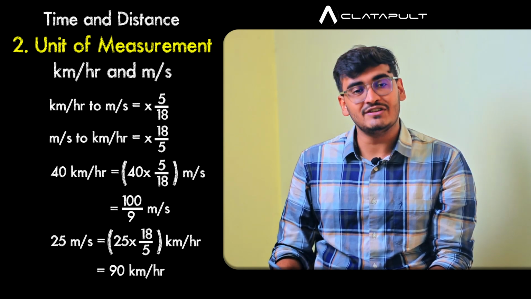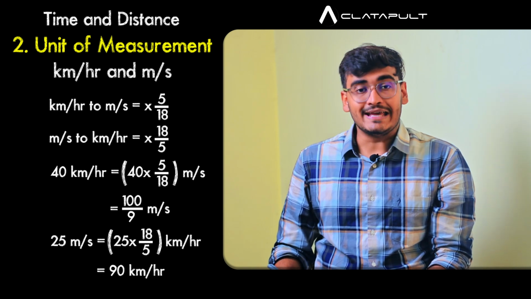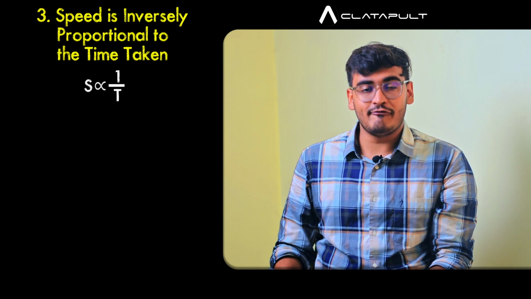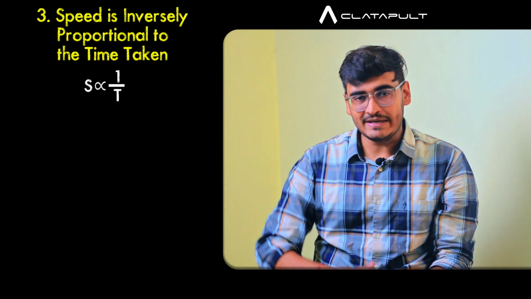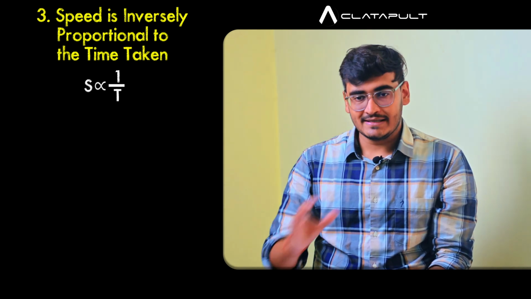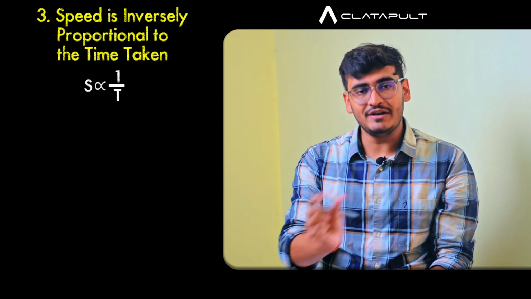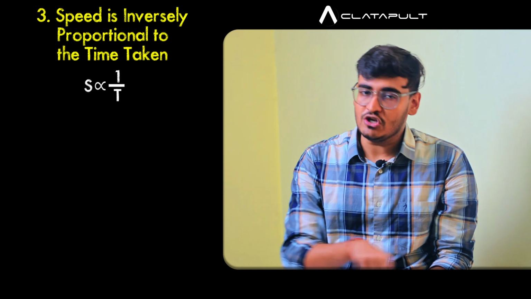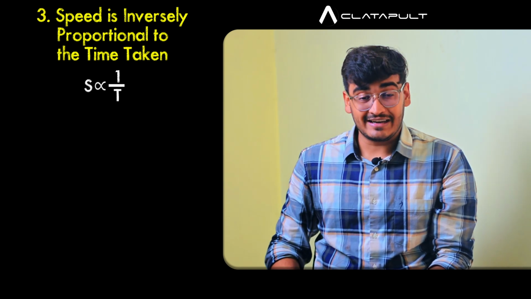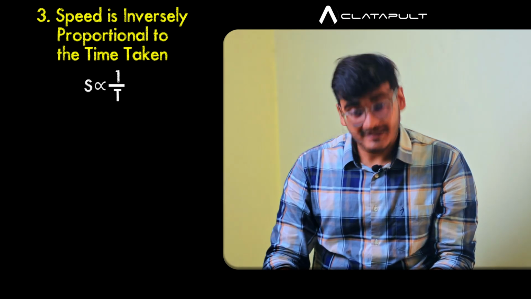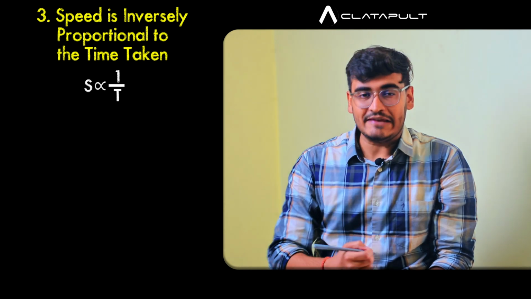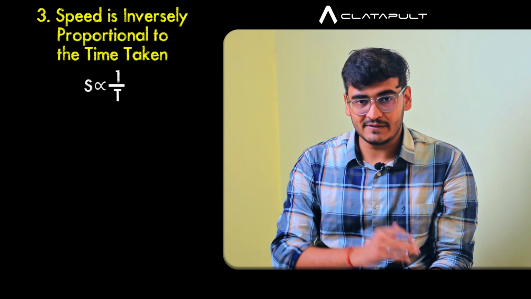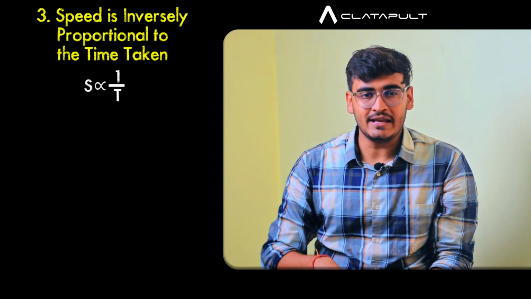The third thing in this chapter that we have to note is speed is inversely proportional to the time taken. If we focus on the first concept that we learned, speed is equal to distance by time, speed is in the numerator and time is the denominator, opposite of one another. This means the third concept says speed is inversely proportional to time taken. What does this mean? This effectively means that if speed increases, the time taken reduces.